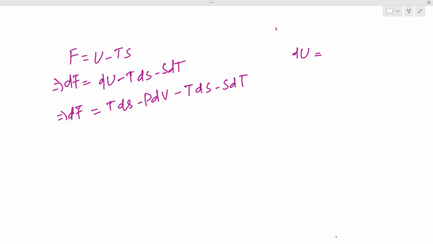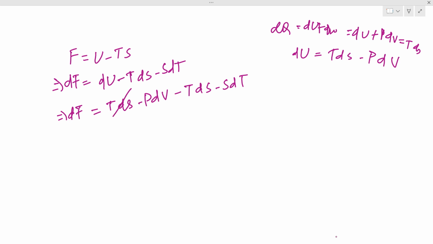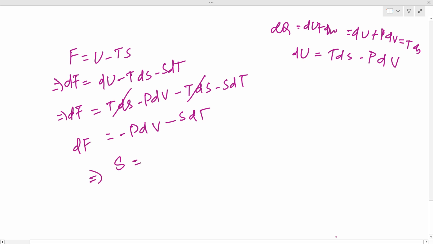How is dU like that? dQ is equal to dU plus dW, where dU plus PdV is equal to TdS. From there, dU is TdS minus PdV. So TdS minus PdV minus TdS, these two got cancelled. So minus PdV minus SdT. This is dF. S is equal to minus del F by del T at constant volume.